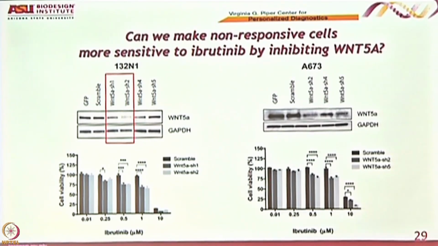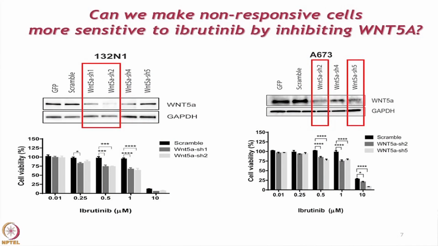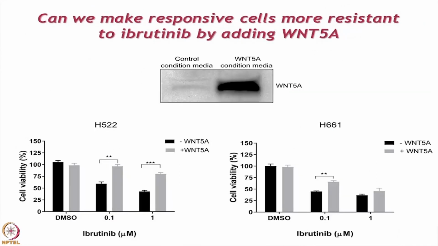And so then the flip question is also present. Here we made the cells more sensitive. So the question is, could we take a sensitive cell and make it resistant by giving it Wnt5a, right? And so she did that experiment.